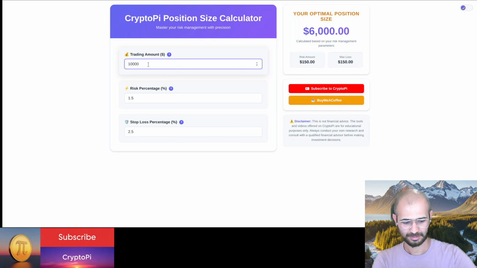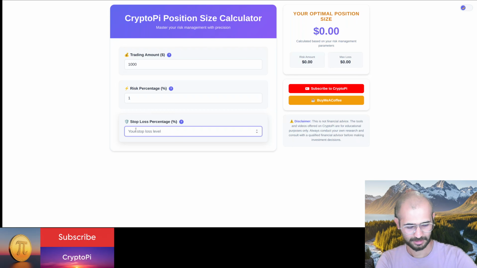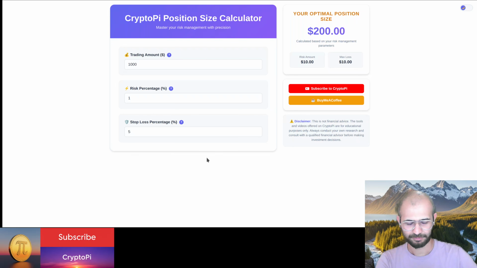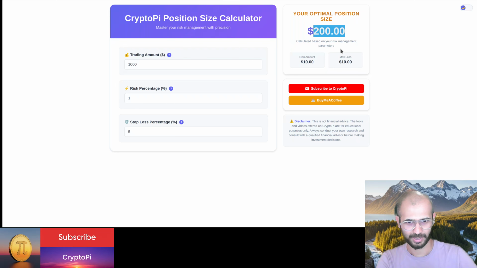You put in the trading amount. We said that if I have $1,000 here, and I'm taking a risk of 1%, and let's say my stop loss is at 5%, and I want to take a long trade for BTC in the 1 hour chart, then I will use $200 from my trading amount, and if the trade goes wrong, I will lose $10, which is the maximum loss, and that is the amount I'm going to risk.